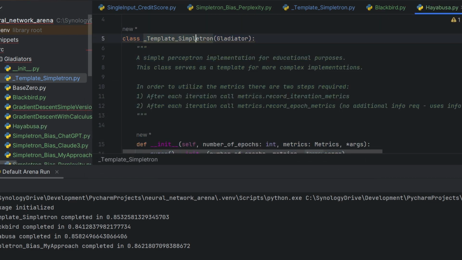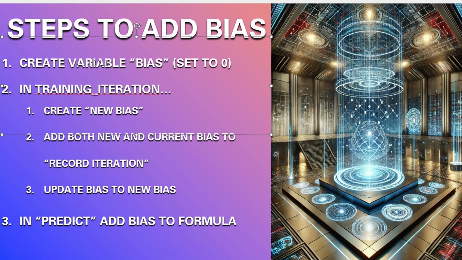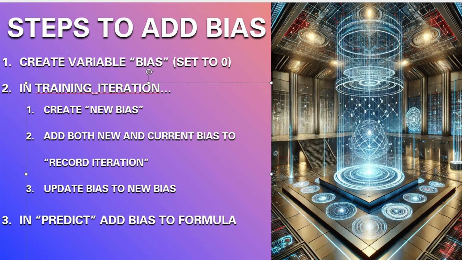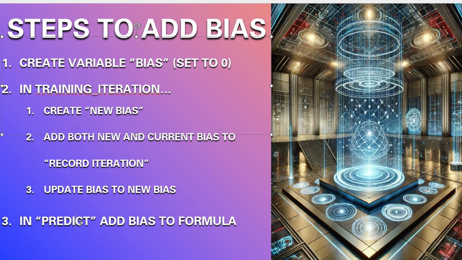And let's take a quick look at what we need to do to add bias. This breaks down into 5 steps. We're going to create a variable called bias, start it out at 0. Then in that training iteration sub, we're going to create a variable called new bias, just like we had new weight. Then we're going to also add those to record iteration so that we can see the results afterwards if we're trying to figure out what's going on. And then just like we updated the weight to the new weight, we're going to update the bias to the new bias. Then the last thing we need to do is when we're making our prediction, we have to factor in the bias to that prediction.